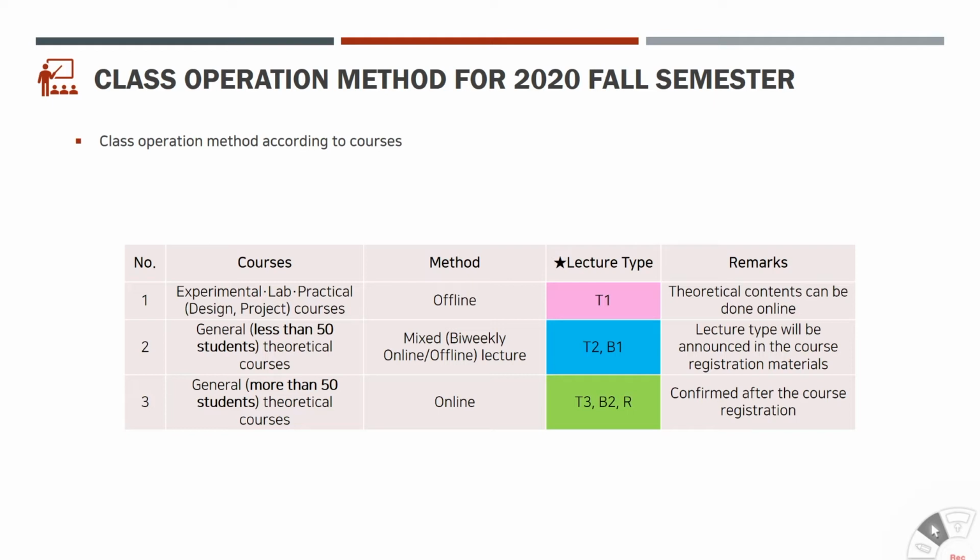You can also see the lecture type in the course registration materials, which is available on the Kwangwon homepage notice board. And the third one is general theoretical courses which have more than 50 students. This class is conducted 100% online, and the lecture type is T3, B2 and R, and it will be confirmed after the course registration period.